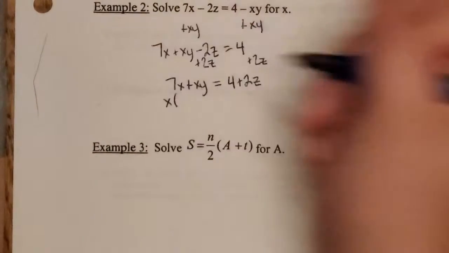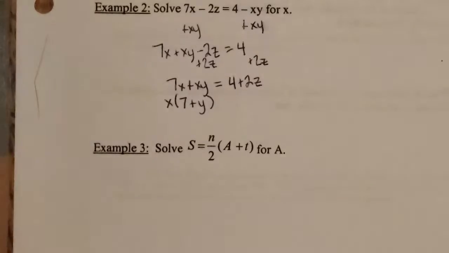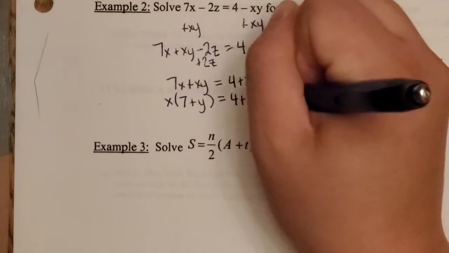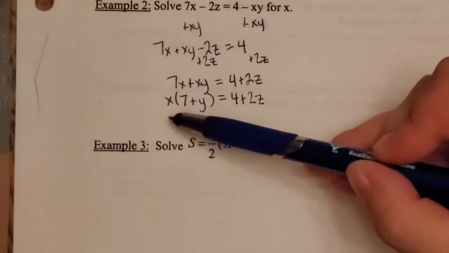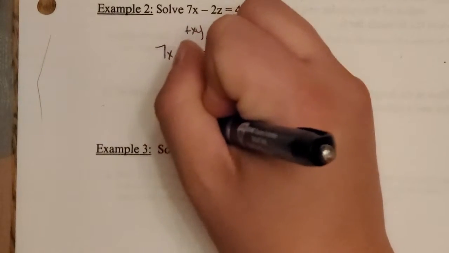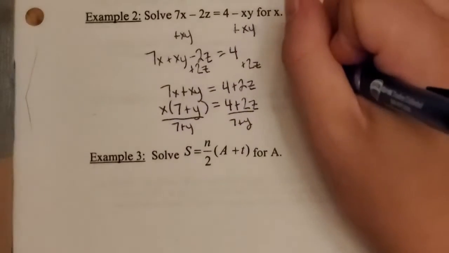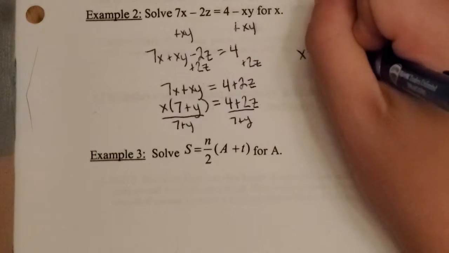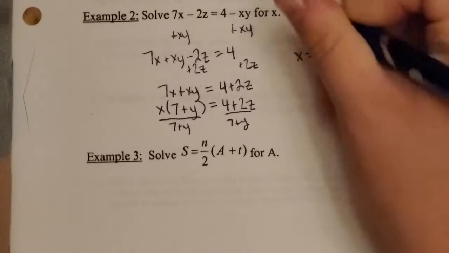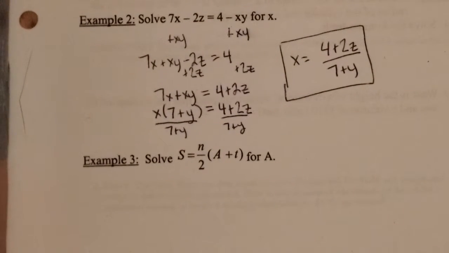So I'm factoring out an x. I'm left with 7 there, and I'm left with plus y. So I undistributed. And then I have 4 plus 2z on this side. And then to get x by itself, I need to divide by the quantity 7 plus y. So I get my answer is x equals 4 plus 2z all over 7 plus y. Go ahead and try example 3.